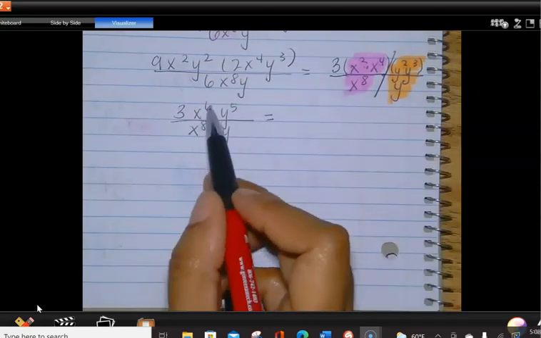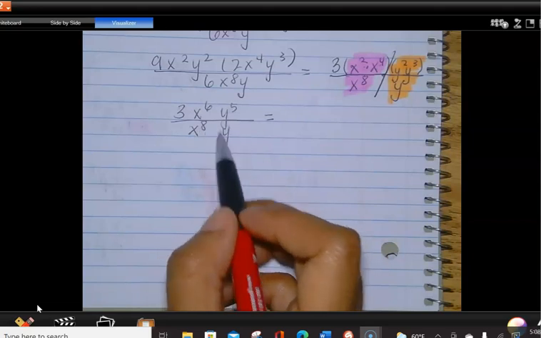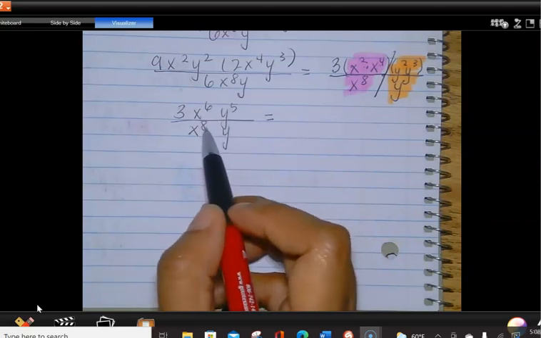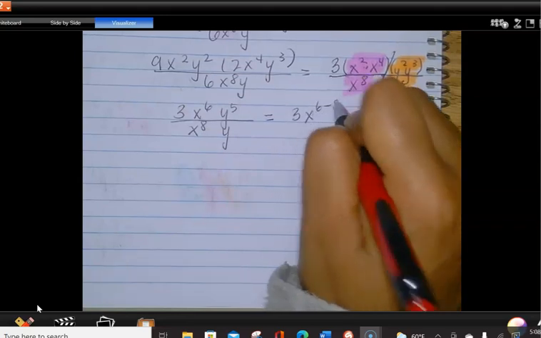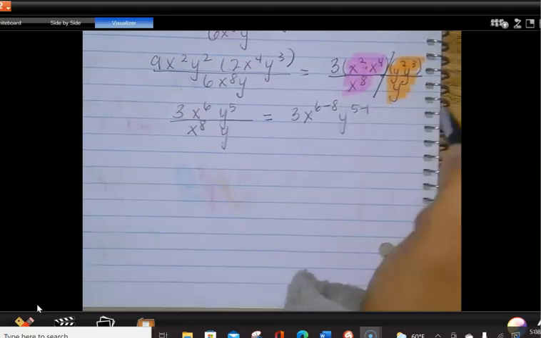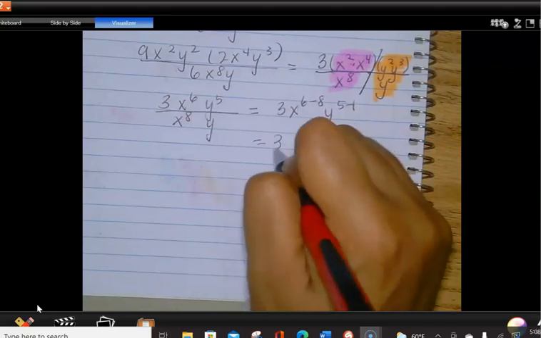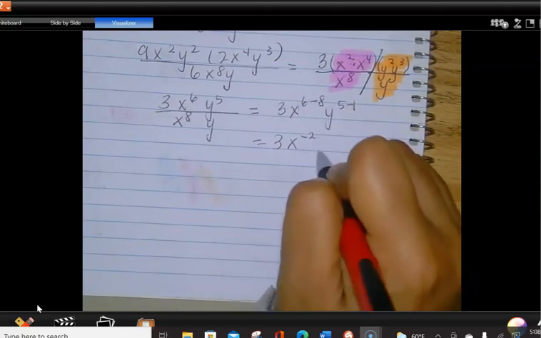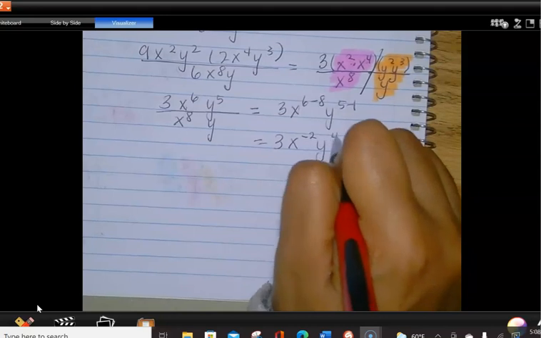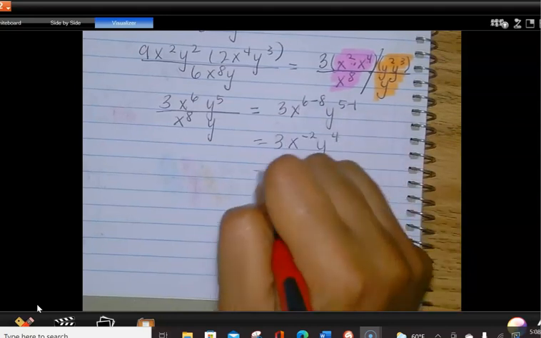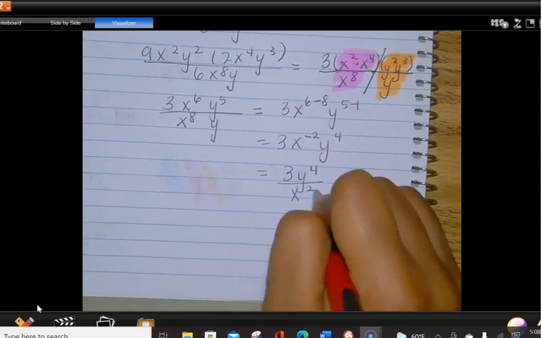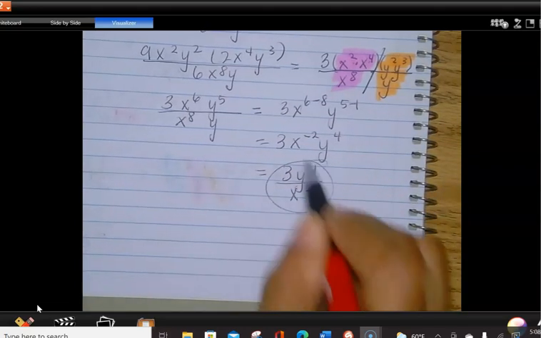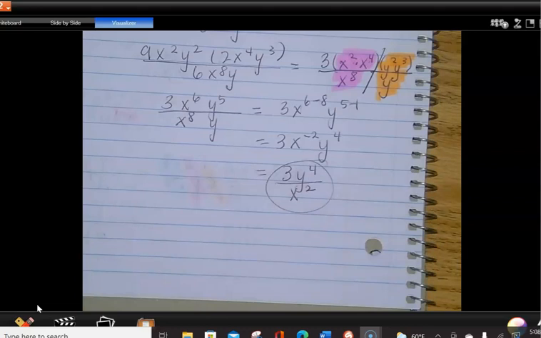Now I'm ready to group these together and do the quotient, which means I have to do subtraction. So I get 3x to the 6 minus 8, y to the 5 minus 1, which becomes 3x to the negative 2, y to the 4th. The final answer is 3y to the 4th, and then the unhappy person goes down to the denominator. All right, hopefully that helps you.